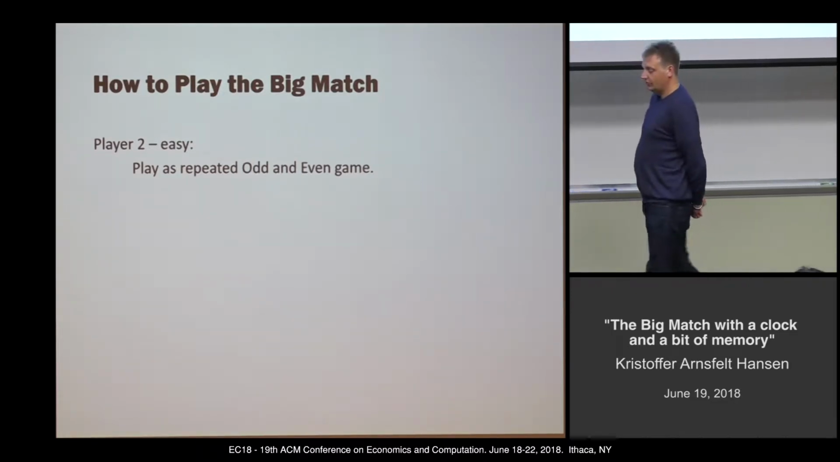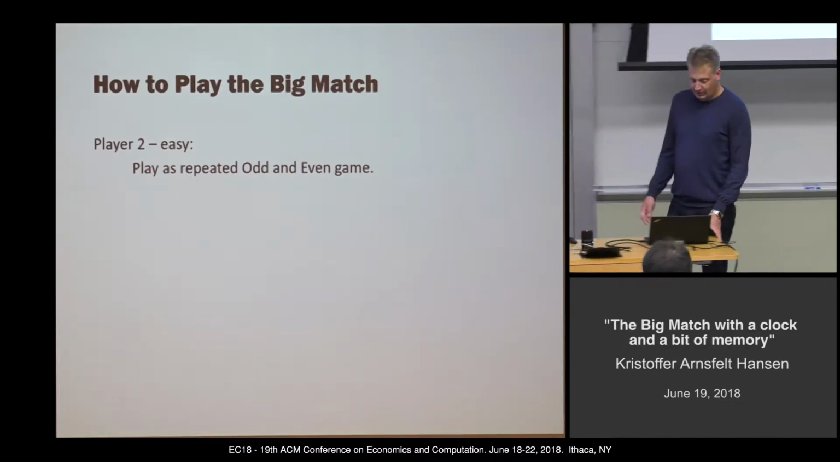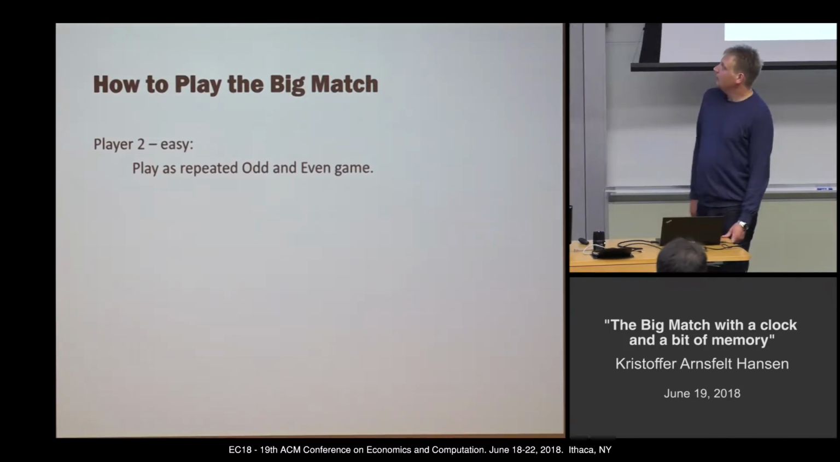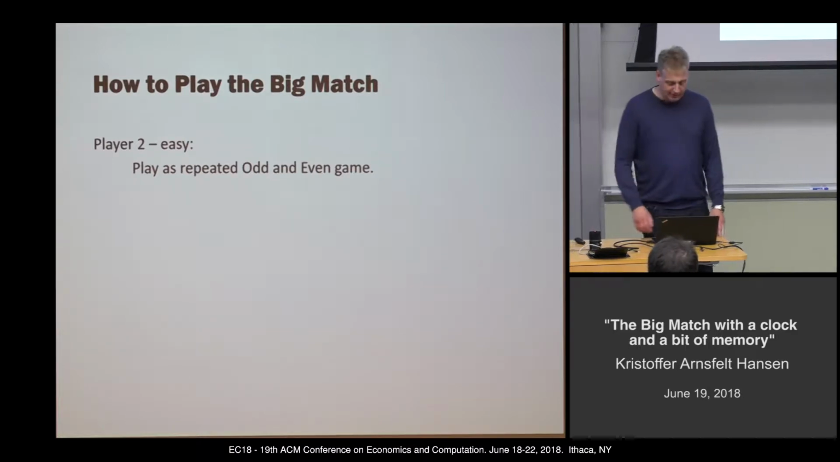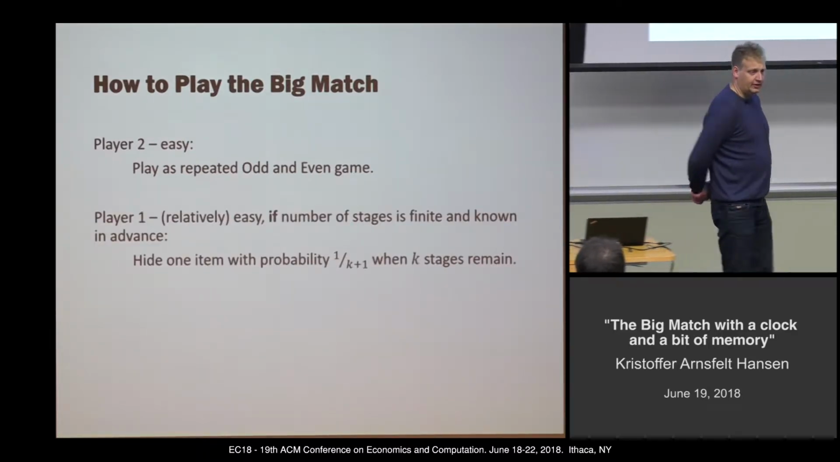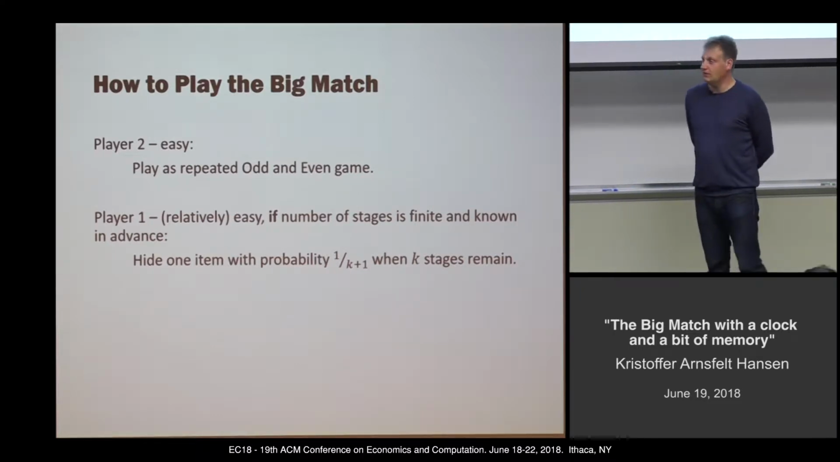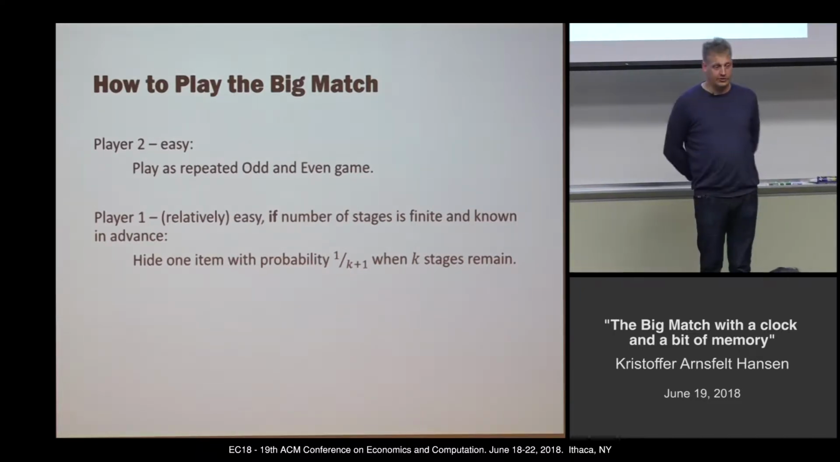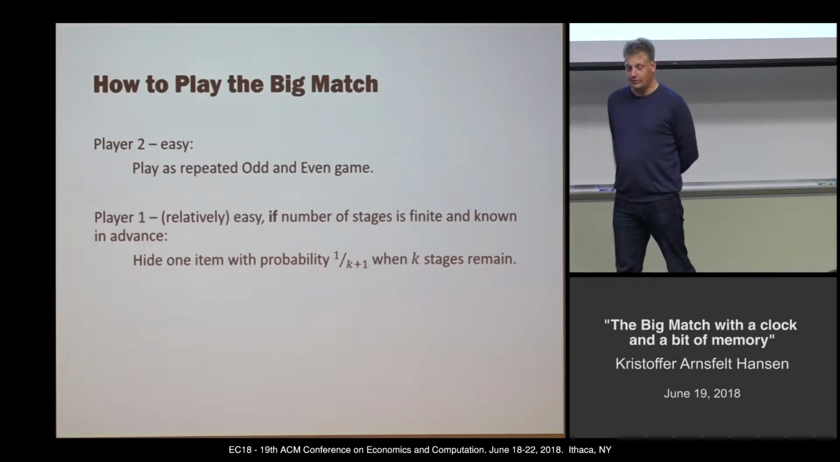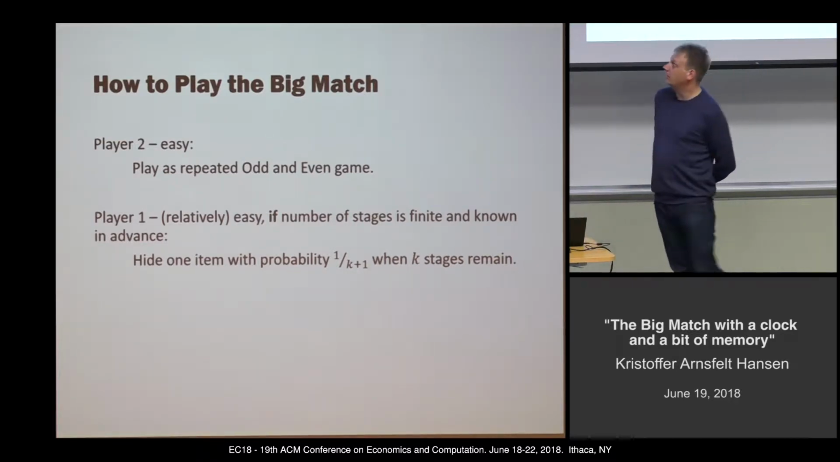In that way, you can ensure that player one receives at most 0 points on average per round. Perhaps player two might even be able to do better, but let's see. So for player one, there's a relatively easy case. That's if player one actually knows how many stages are going to be played of this game, and the number of stages played is a finite number.